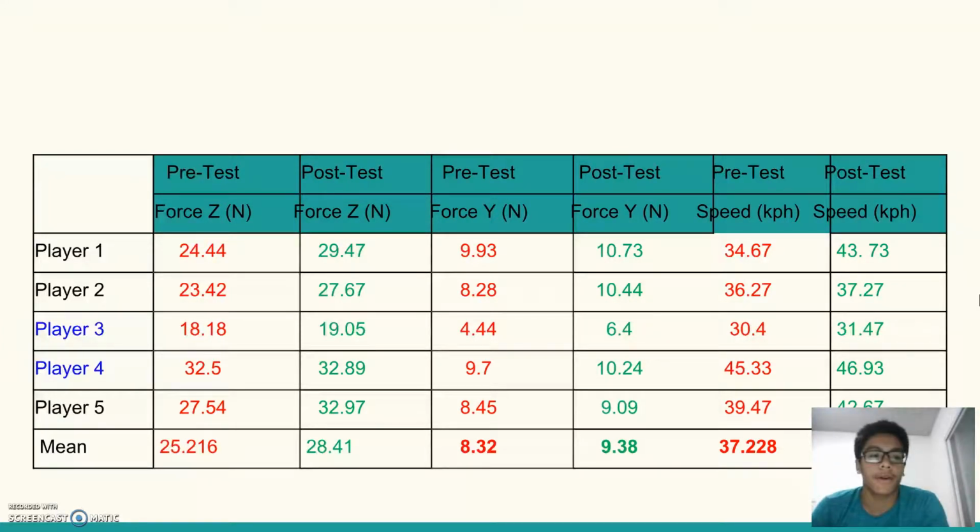So this table here is the summary of the data. It shows the mean of the averages of the force Z, force Y, and speed of the pre and post test per player. Again, the players highlighted in blue were the control group players. From the observations, we can see that all of the players had an improvement. All of their values went up during the post test.